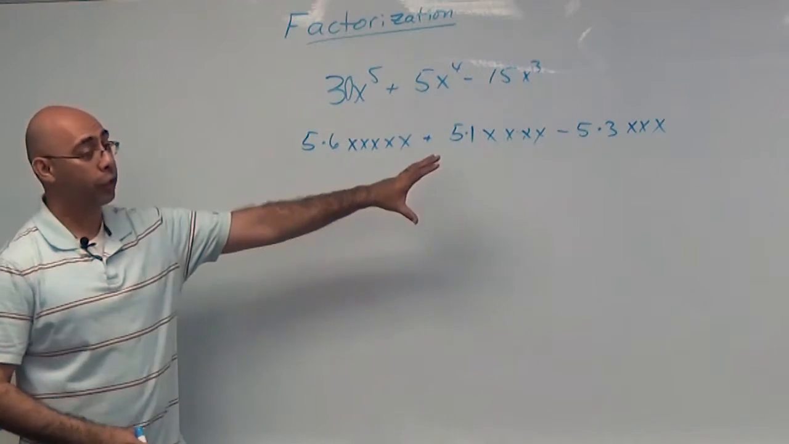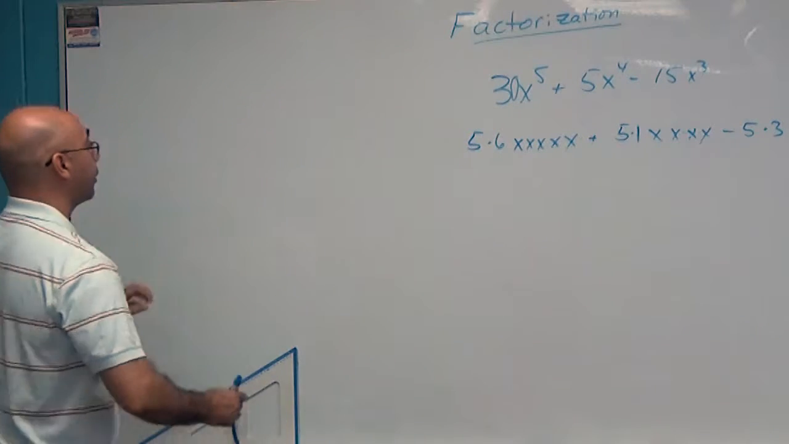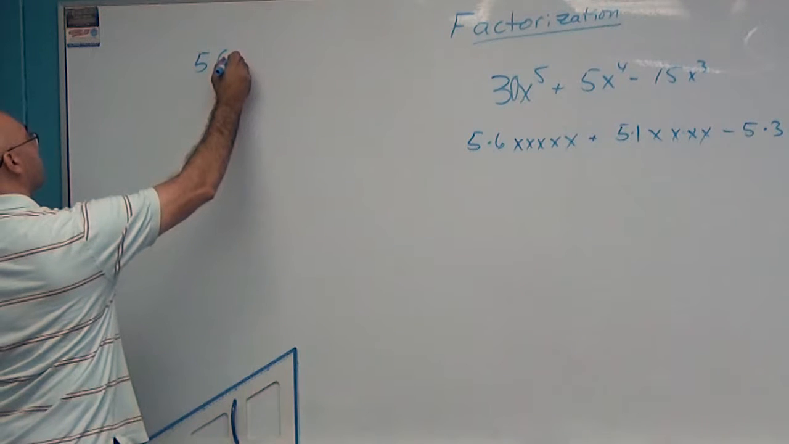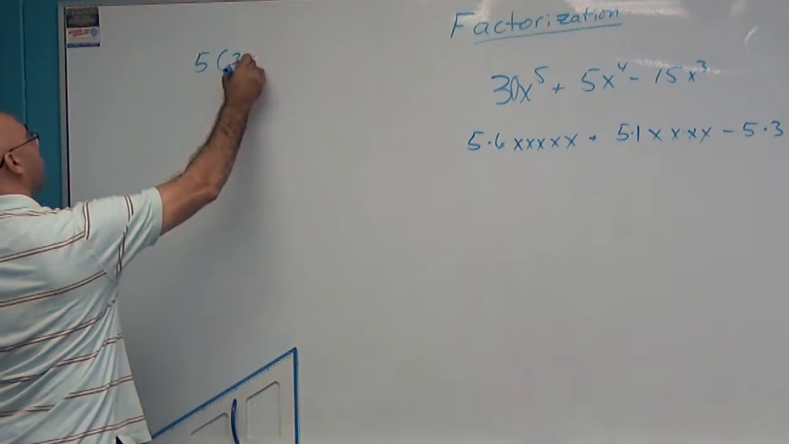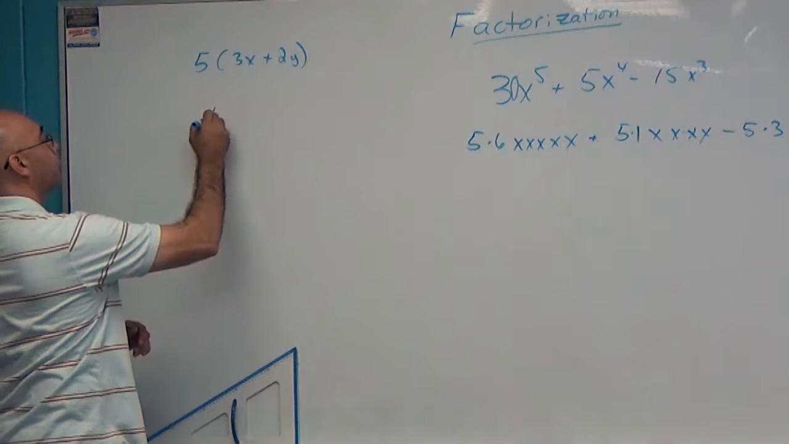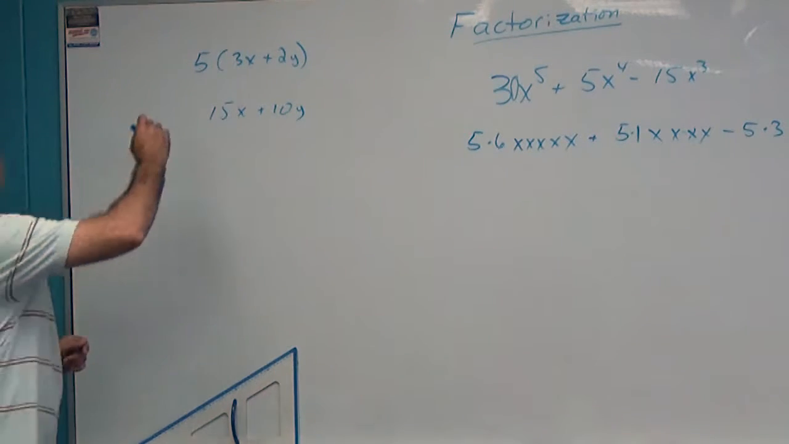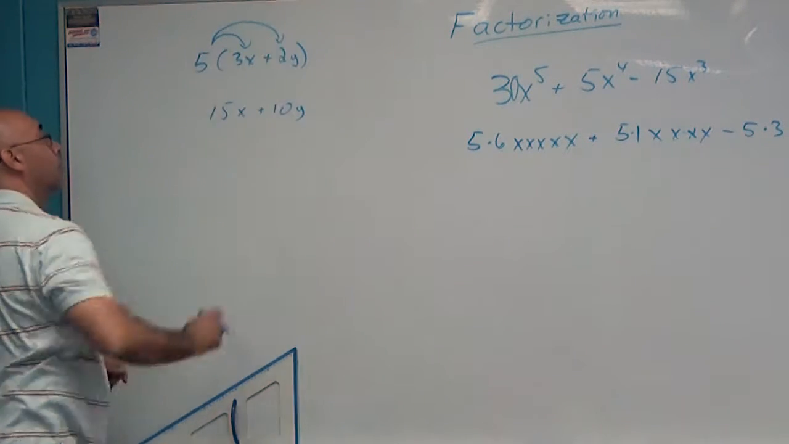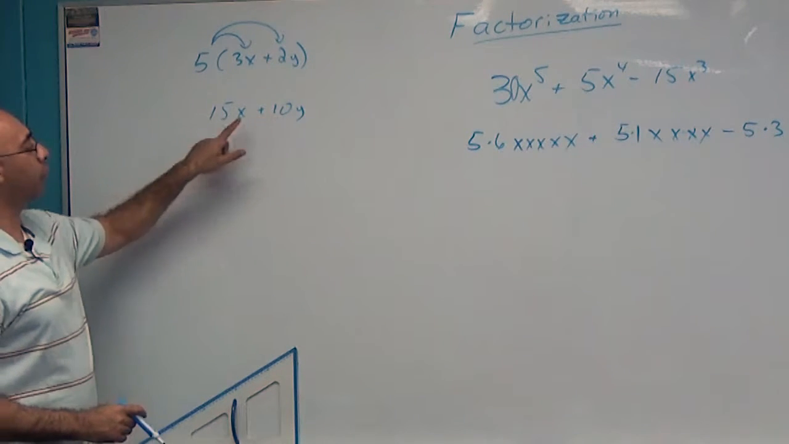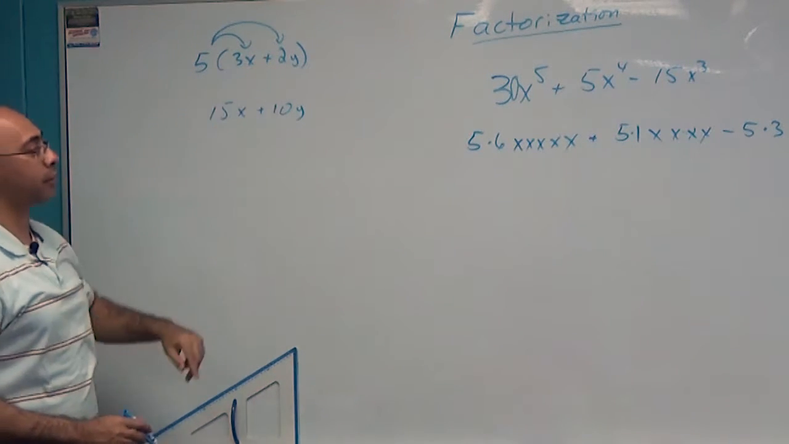Now you're just going to pull everything out. That whole distributive property, I'll write it over here as a reminder. If you had 5 times 3x plus 2y, when you multiply it, this becomes 15x plus 10y, because you multiplied. Now we're going to go backwards. If we look at just this, we'll notice 5 is a factor of both of these. So I can pull the 5 out and rewrite whatever's left over inside the parentheses.